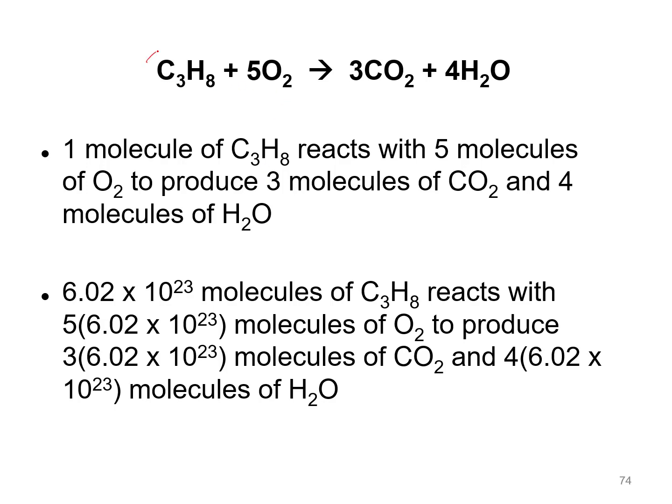How we are going to read this equation is: 1 mole of C3H8, propane, is combusted completely in oxygen to produce 3 moles of carbon dioxide and 4 moles of water. So here you can look at there are 1 molecule of C3H8, 5 molecules of oxygen, 3 molecules of carbon dioxide and 4 molecules of water. So 1 molecule of propane reacts with 5 molecules of oxygen to produce 3 molecules of carbon dioxide and 4 molecules of water.